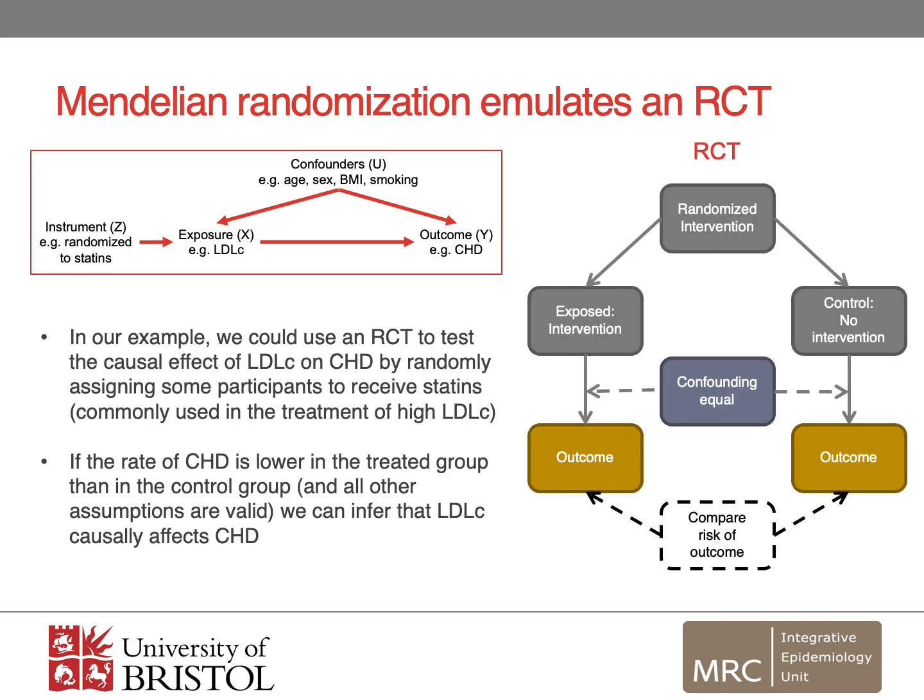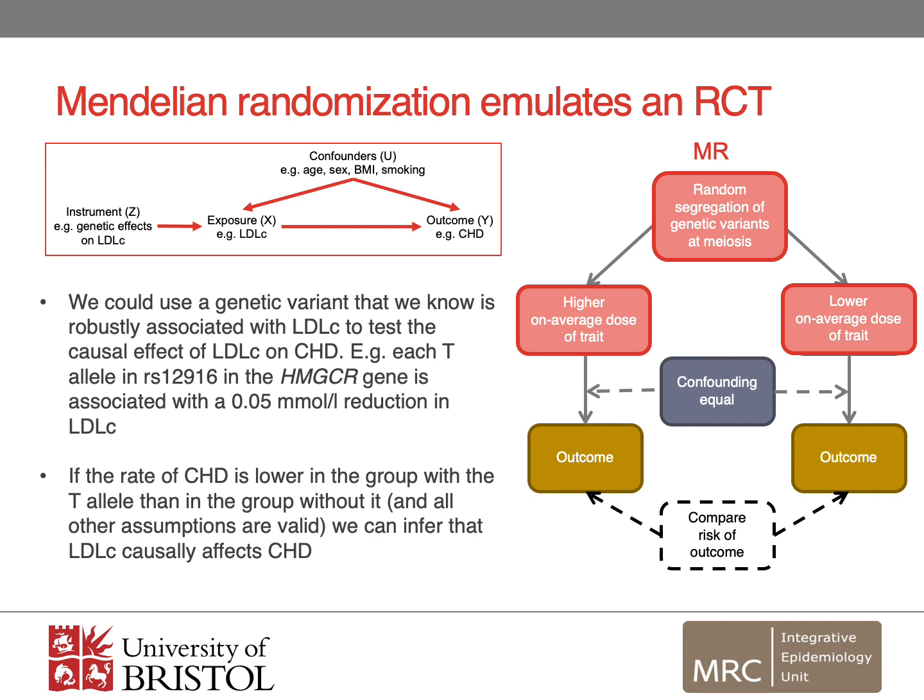So in our example, to address the question of whether LDL cholesterol causes CHD, we could use a randomized control trial. In a randomized control trial, we would randomly assign participants to either the treatment or the control arm, and this would avoid potential confounding between the intervention and the outcome. In this case, we could randomly assign some people to receive statins, which are commonly used in the treatment of high LDL cholesterol, and some to receive a placebo. If the rate of CHD is lower in the group receiving statins and all other assumptions are met, then we can infer that LDL cholesterol causally affects coronary heart disease.